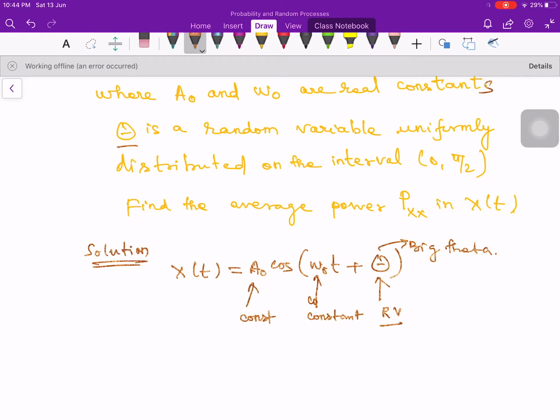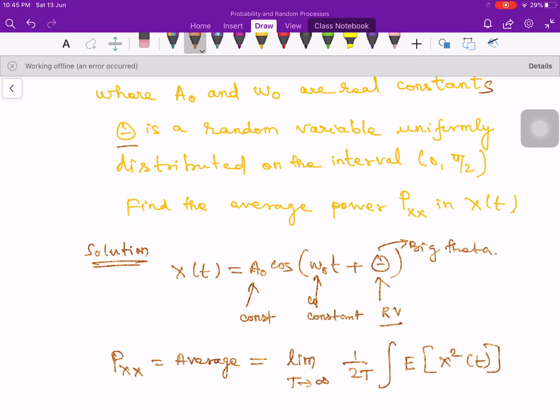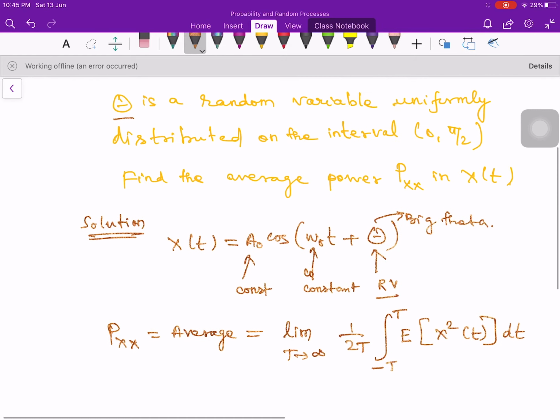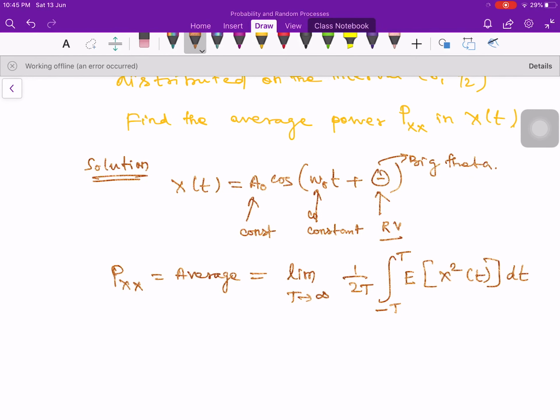Fine. Now, average power. I derived the formula for this in the last lecture, which is the limit as T goes to infinity of 1 over 2T times the integral of the expected value of X squared of t times dt, and do the integration from minus T to plus T. So this is the formula. Now in order to evaluate this P XX, first let us find this guy.